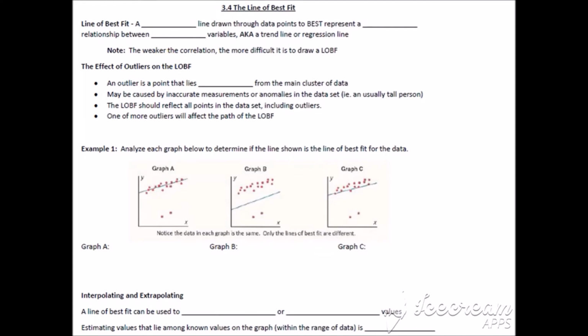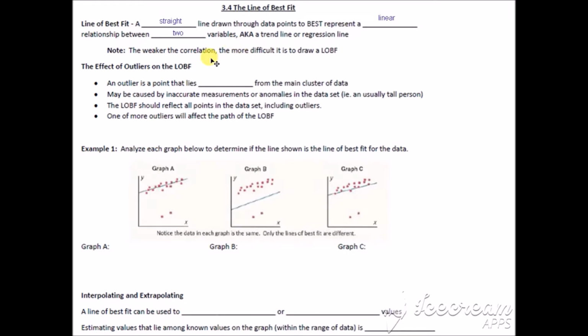Okay, this is 3.4b. A line of best fit is a straight line drawn through data points to best represent a linear relationship between two variables. Okay? So it's not just one variable, it's two variables, also known as a trend line or regression line.